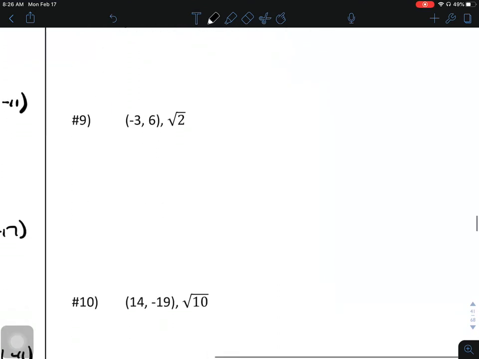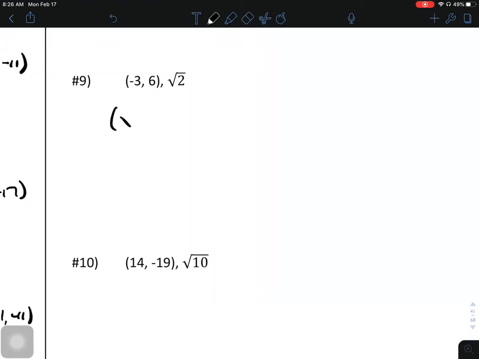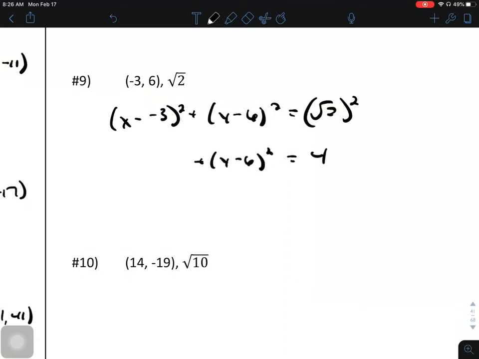Number 9. It'd be x minus a -3 squared plus y minus 6 squared equals the square root of 2 squared. Square root of 2 squared is 4. Y minus 6 quantity squared was fine how it was. X minus a -3 is the same as x plus 3.